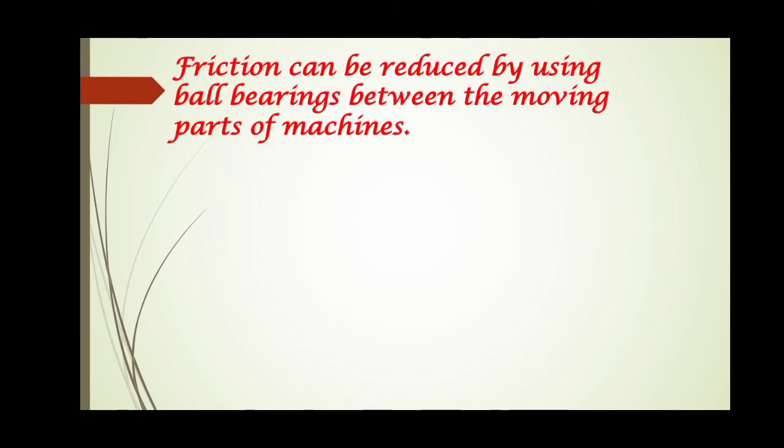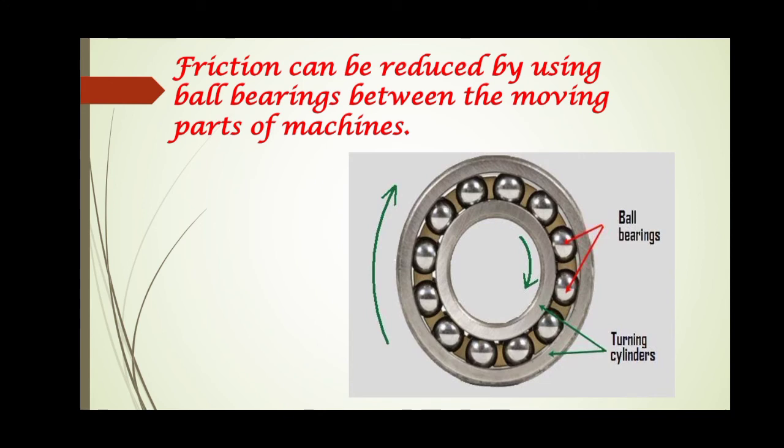Friction can be reduced by using ball bearings between the moving parts of machines. Have you heard about ball bearings? Have you seen such ball bearings? Yes, this is a ball bearing. We have just studied that friction can be reduced by using wheels. Even a wheel produces some friction where its central hole rubs with the axle. To reduce friction still further, wheels are mounted on ball bearings. The ball bearing is fixed between the hub of a wheel and axle.